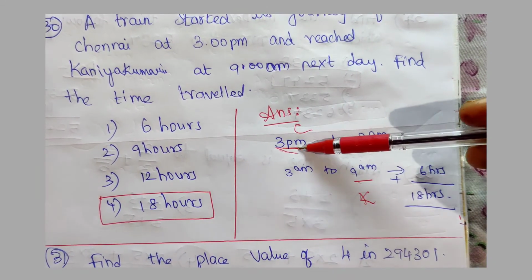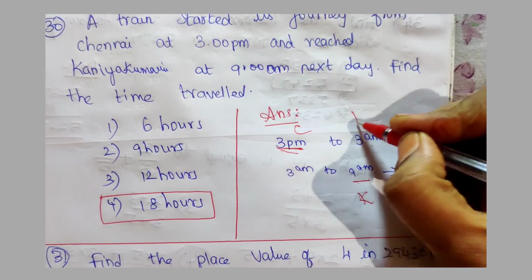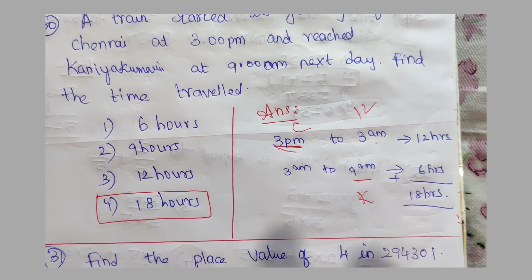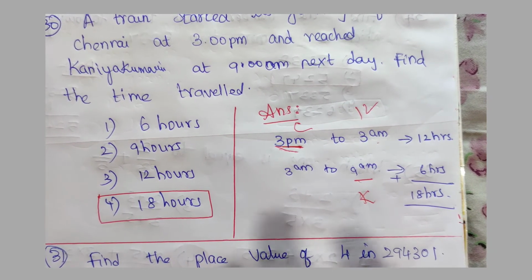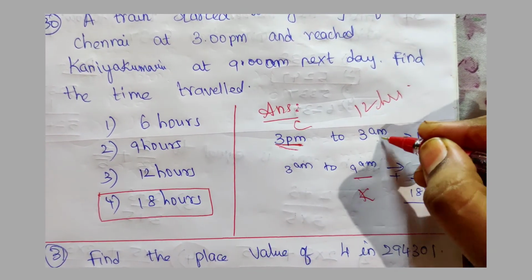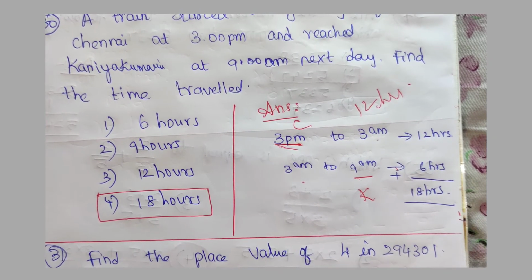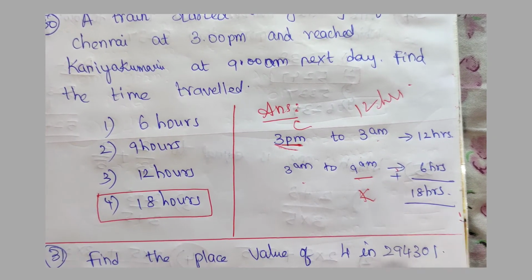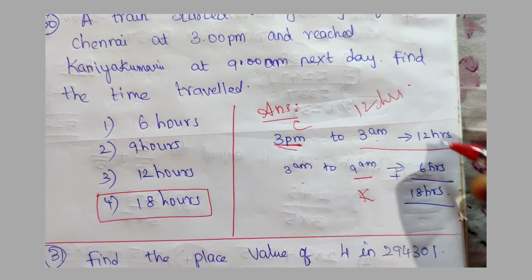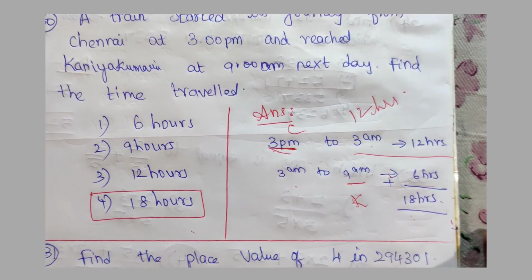So 3 p.m. to 3 a.m., next day morning 3 a.m.: 12 hours. 3, 4, 5, 6, 7, 8, 9, 10, 11, 12, 1, 2, 3. So totally 12 hours. Then from 3 a.m. to 9 a.m.: 4, 5, 6, 7, 8, 9. So totally 6 hours. Here it is 12 hours, here it is 6 hours. 12 plus 6, 18 hours. So the total time travelled is 18 hours.